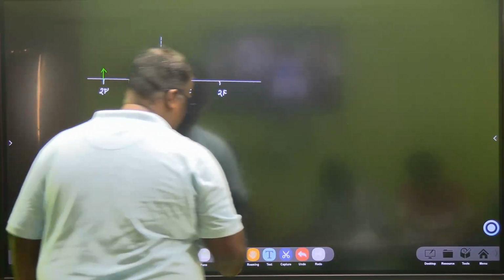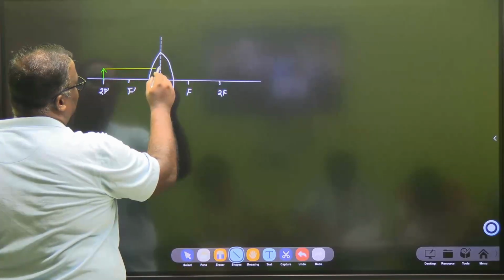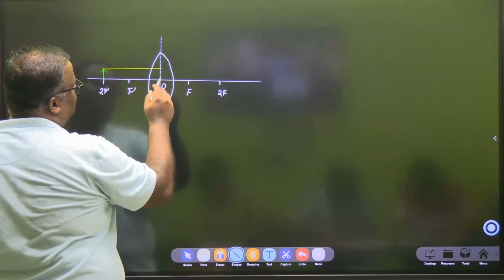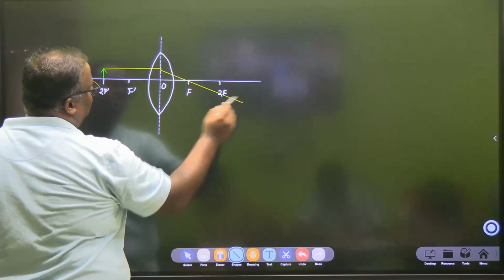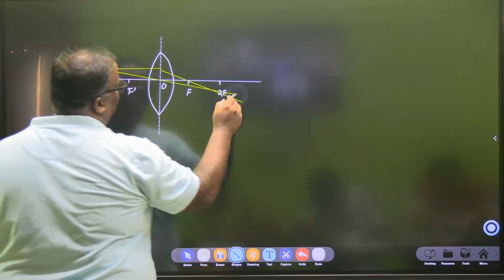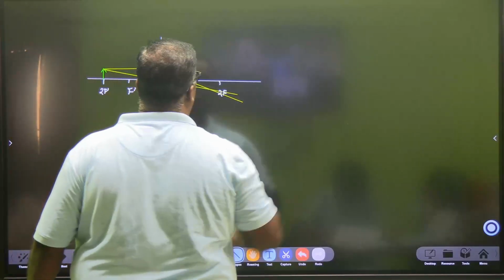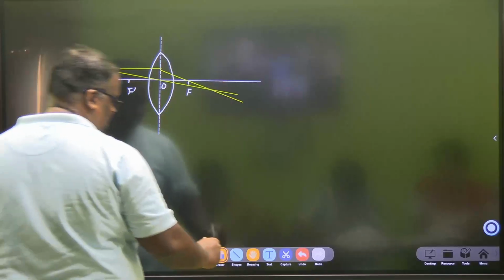So, a ray parallel to the principal axis passes through the focus, and a ray through the optical center. Oh, my diagram is not correct. So I'll do some cheating, which you are not allowed to do. And my cheating is very simple.